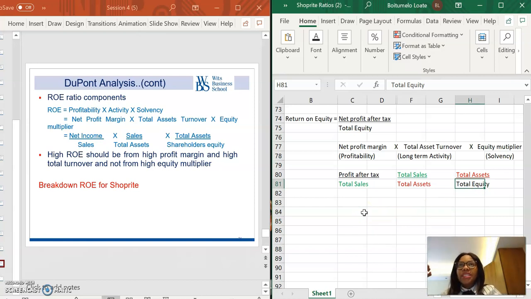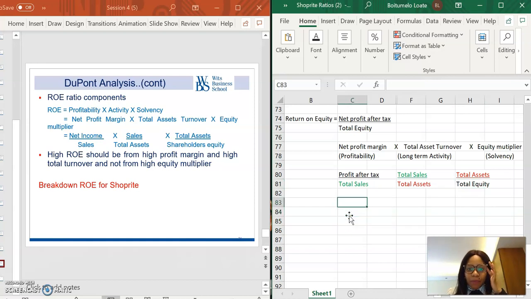So whether I calculate a return on equity as net profit after tax divided by total equity, or I multiply my profitability, my long-term activity ratio of total asset turnover, and my equity multiplier, I should get to the exact answer by looking at those 3 ratios multiplied by each other, or by doing the same simple calculation of net profit after tax divided by total equity.